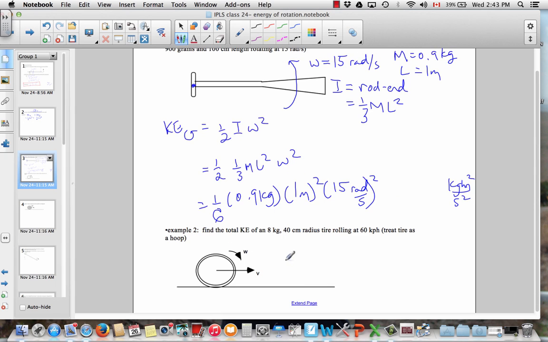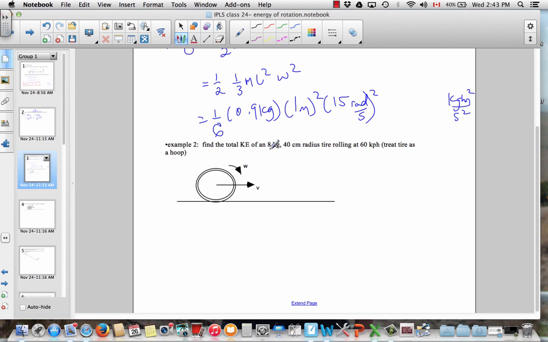So let's next find the total kinetic energy of a rolling tire. In the previous example, we just found the rotational energy. Now when we say the total kinetic energy, we mean both. That's going to be, so kinetic energy total is going to be the translational energy plus the rotational energy.